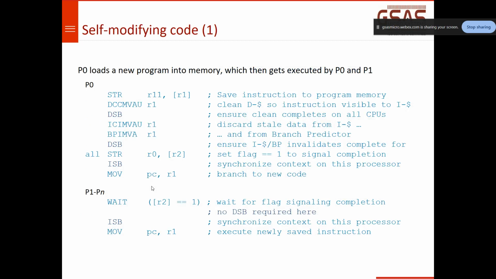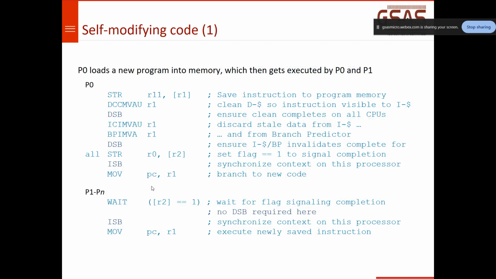So this is self-modifying code. Here P0 loads a new program to memory. There are two processors here, but there can be multiple also. Processor 0 loads a new program to the memory, which is then executed by both P0 and P1. So it is called self-modifying code.